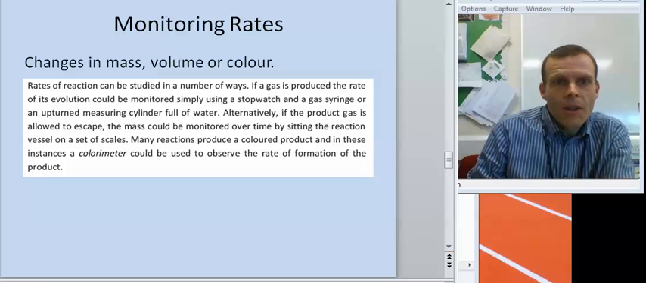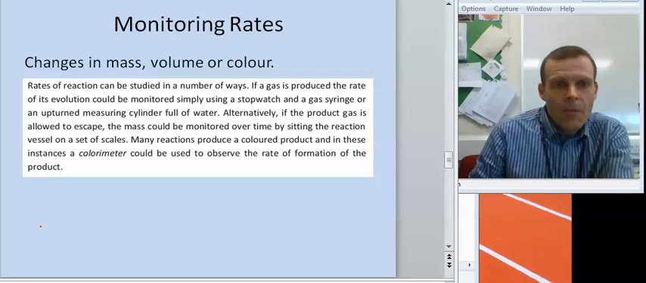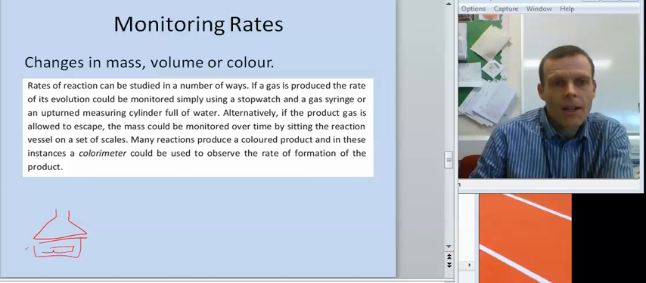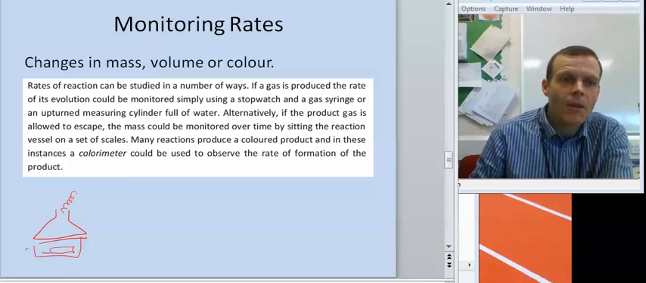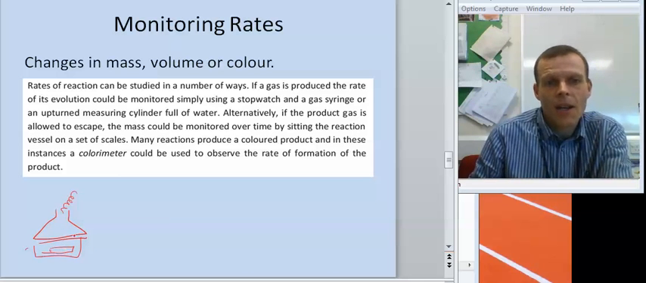So how can we monitor this? You've probably seen some examples in the lab. If you've got a gas being produced, you can very simply sit it on some scales, and as that gas disappears, you will see the mass decrease. And if every 10 seconds or so you take a reading here, you'll be able to get a curve like you saw on the other page.